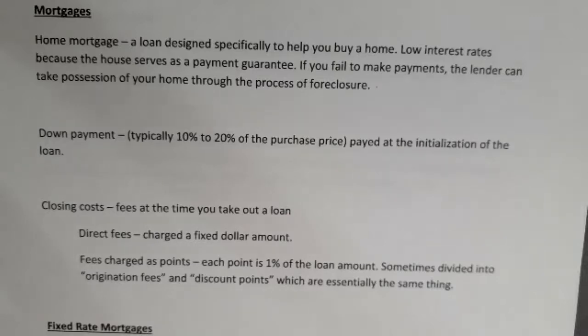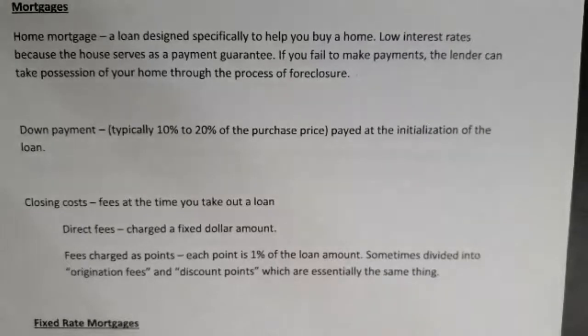So, low interest rates because the house serves as a payment guarantee for it, right? If you fail to make a payment, they're going to do it through foreclosure. Down payment is typically 10 to 20% of your purchase price. It's paid when you start the loan. The closing costs are fees at the time when you take out the loan. So there are direct fees, which charge a fixed amount, and then there are fees as points. Each point is 1% of the loan. So if they give you points, it's the exact same thing as a percent of the loan.